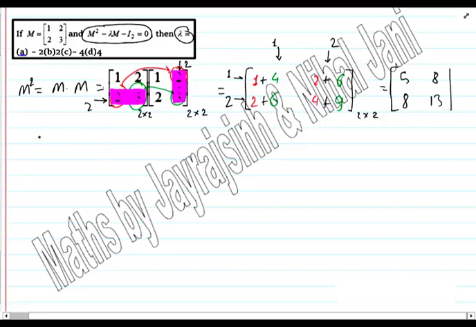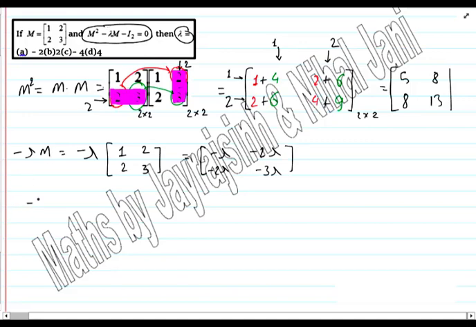Now let's find out minus lambda M. Actually we simply have to multiply lambda to the matrix M. So let's multiply minus lambda to the 1. So we will get minus lambda, then minus lambda into 2, minus 2 lambda, minus lambda into 2, again minus 2 lambda, and minus lambda into 3 will give us minus 3 lambda, right? So we get this middle term.